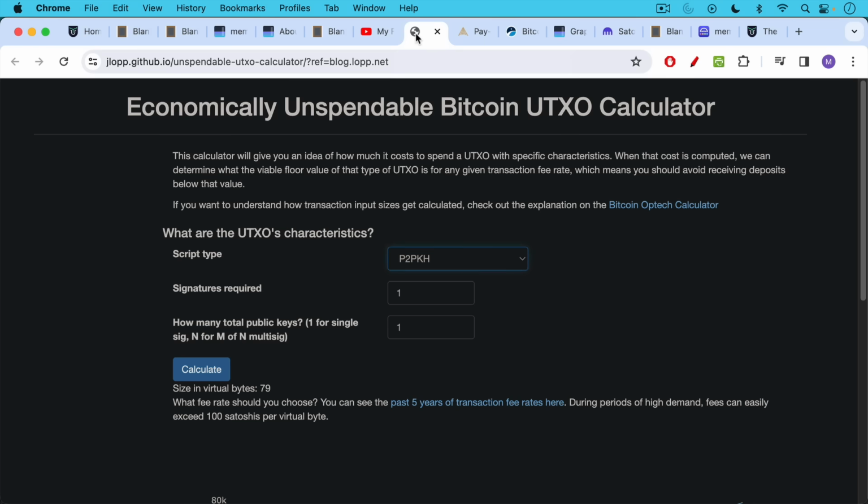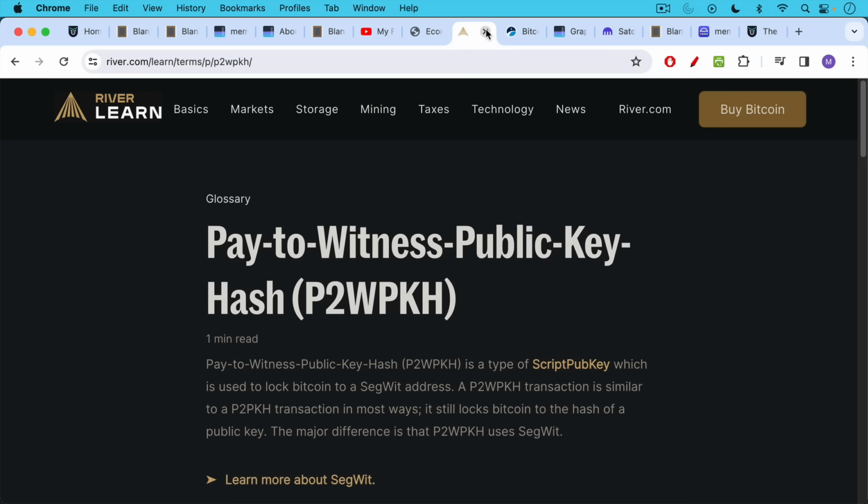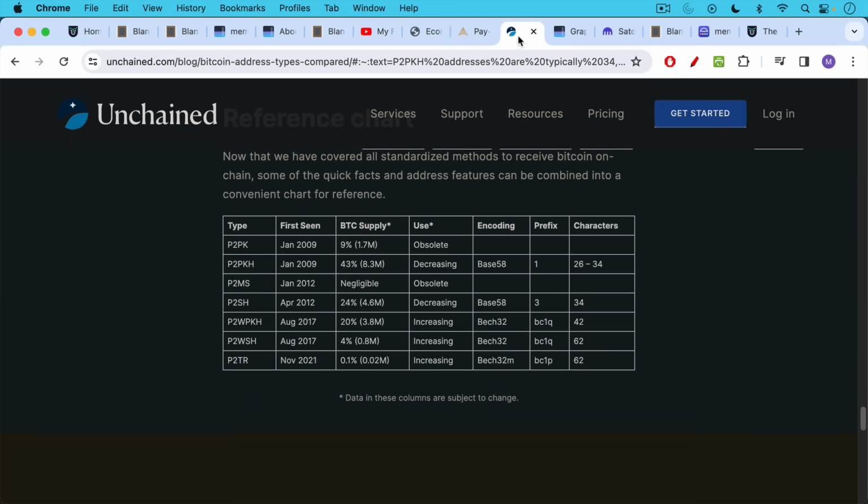If you want to get an idea of how much data one of your transactions takes up, I will link to Jameson Lopp's calculator here. Basically, you pick the script type. You may need to look that up for your particular wallet or your particular Bitcoin address, and there are ways of telling. I'll link as well to this article from Unchained, where it basically talks about the different kinds of Bitcoin addresses and what are the most popular ones.